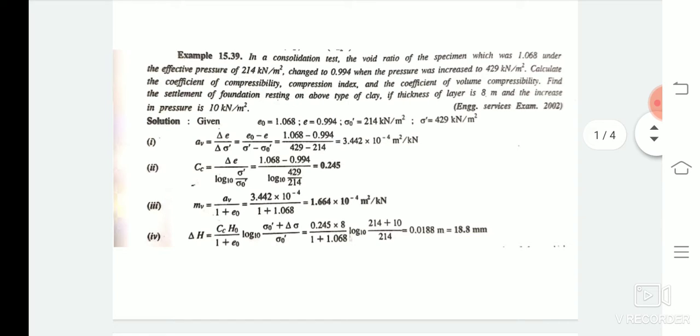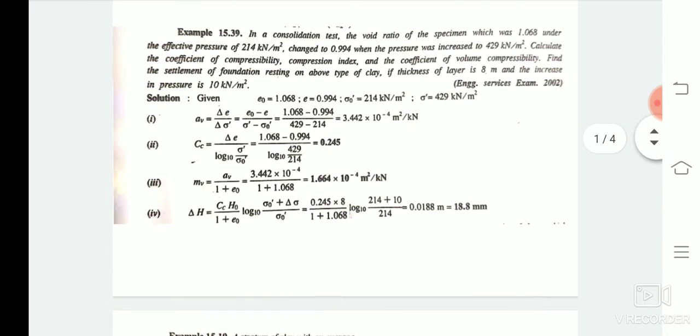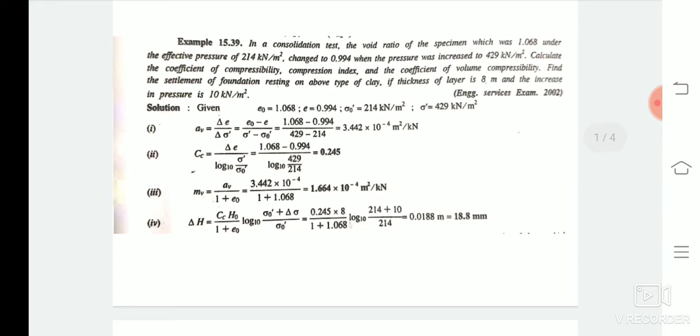And last of all, what have they asked for? They have asked for the settlement of the foundation, that is, the consolidation settlement of the soil when the thickness of the layer is 8 meter and the increase in pressure is 10 kN per meter square. So let us substitute into the formula for settlement, that is delta H equals Cc times H naught divided by 1 plus e naught, times log base 10 of sigma naught dash plus delta sigma divided by sigma naught dash, and the value of Cc we have obtained previously as 0.245.